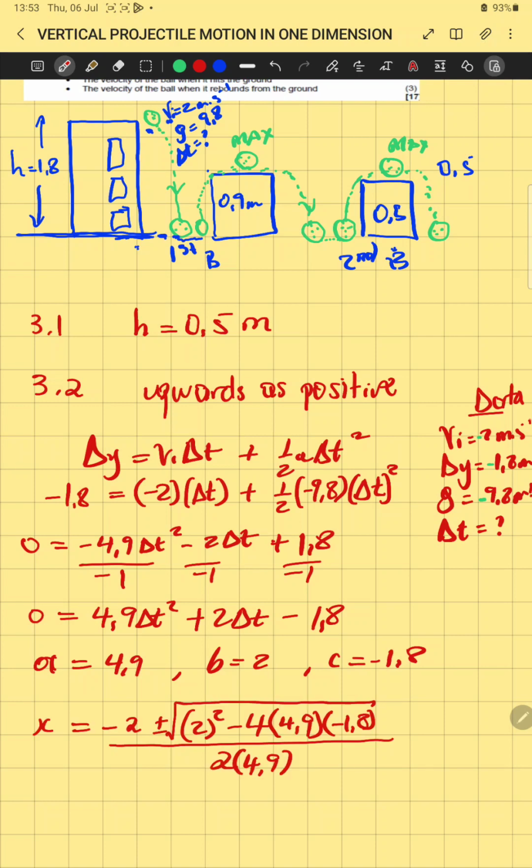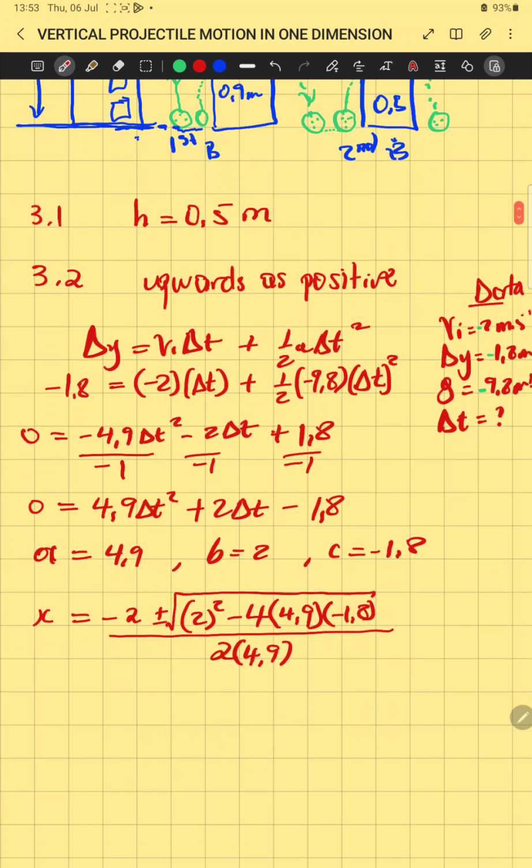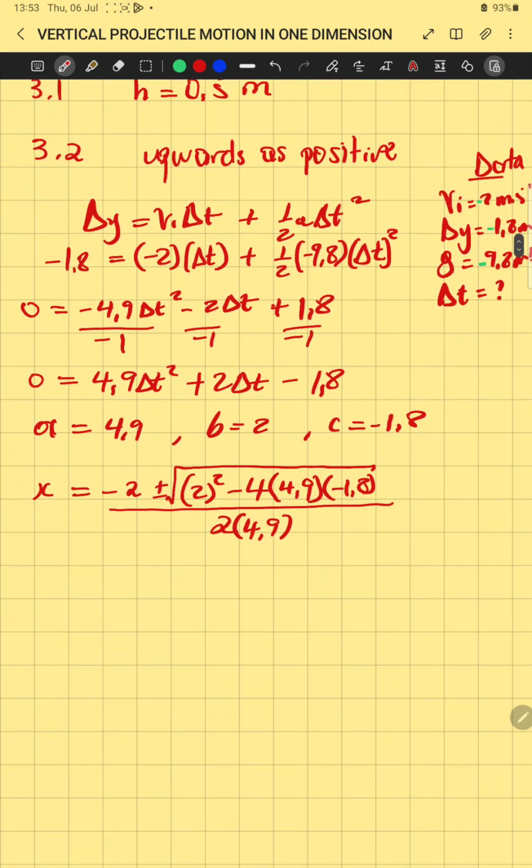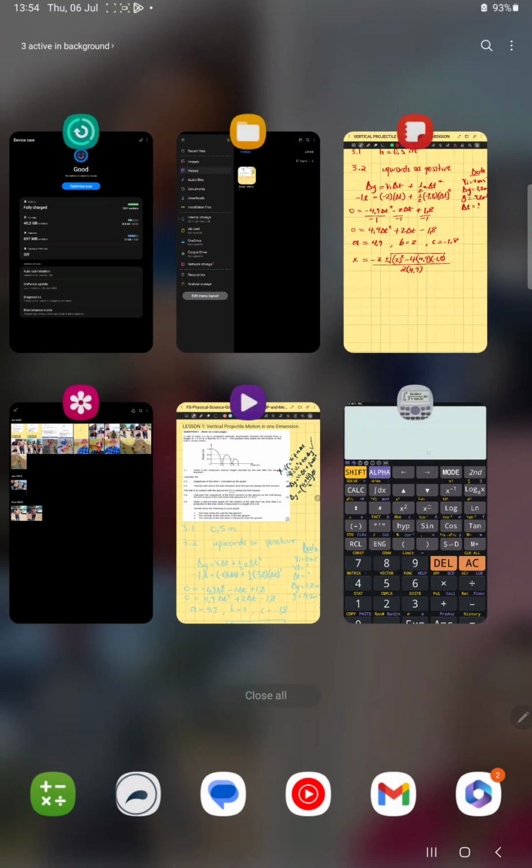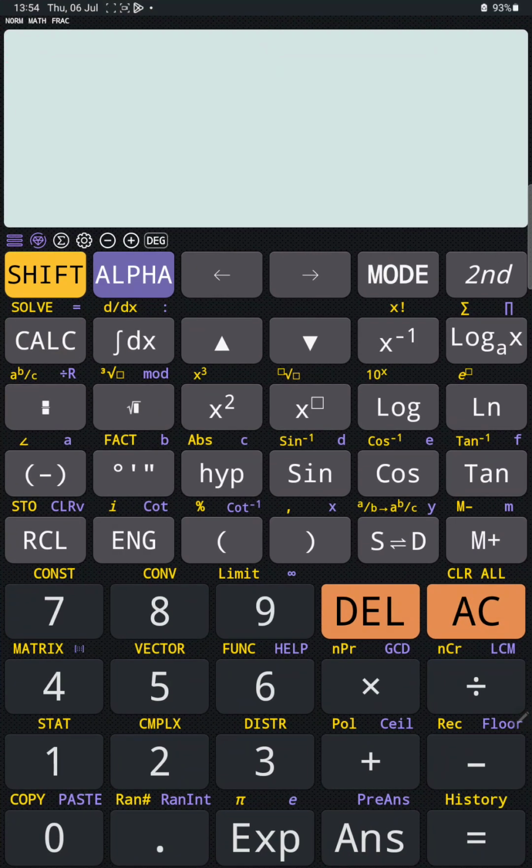So this is the quadratic equation. Now remember, this represents the values of a, b, and c. So the value of a is 4.9. Now we need to press this into our calculator, so let's check how we go about working this out in a calculator.